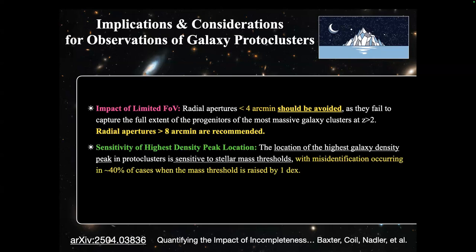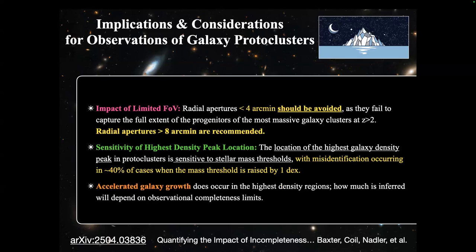And then the sensitivity of the highest density peak location. The location of the highest galaxy density peak in protoclusters is sensitive to stellar mass threshold. It's not as sensitive to star formation rate threshold, with misidentification occurring in about 40% of cases when that mass threshold is raised by 1 dex compared to our baseline population. Accelerated galaxy growth does occur in the highest density regions, and how much is inferred by observations will depend on the observational completeness limits.